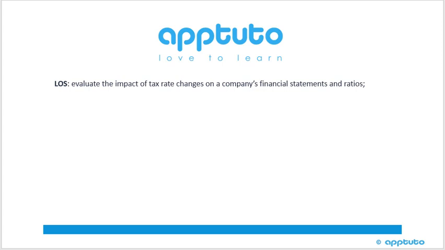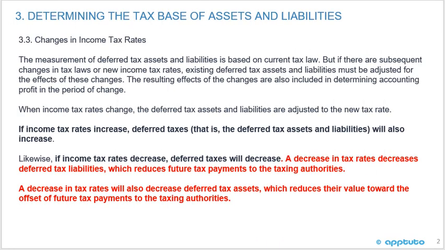This LOS is to evaluate the impact of tax rate changes on a company's financial statements and ratios. Changes in income tax rates. The measurement of deferred tax assets and liabilities is based on current law, but if there are subsequent changes in tax laws or new income tax rates, existing deferred tax assets and liabilities must be adjusted for the effect of these changes. The resulting effects of the changes are also included in determining accounting profit in the period of the change. When income tax rates change, the deferred tax assets and liabilities are adjusted to the new tax rate.